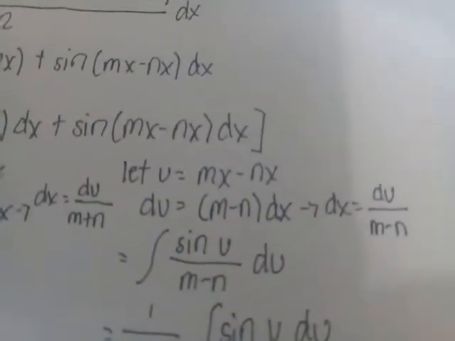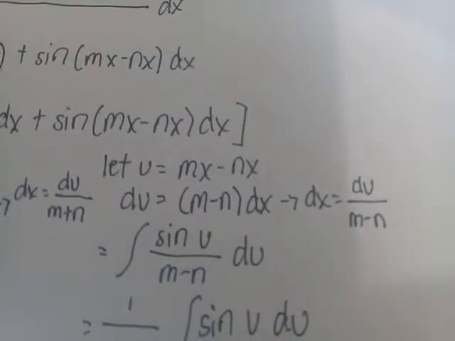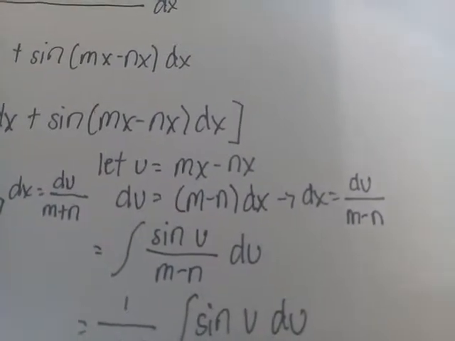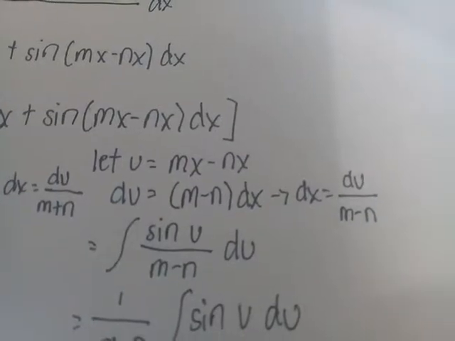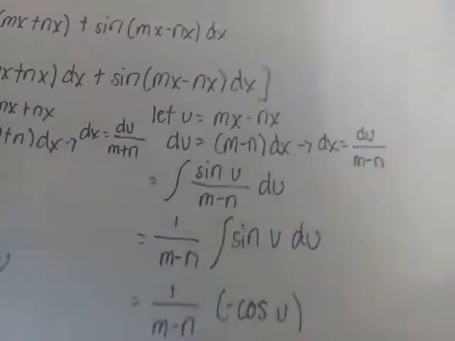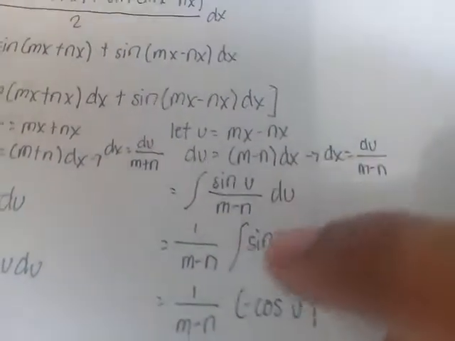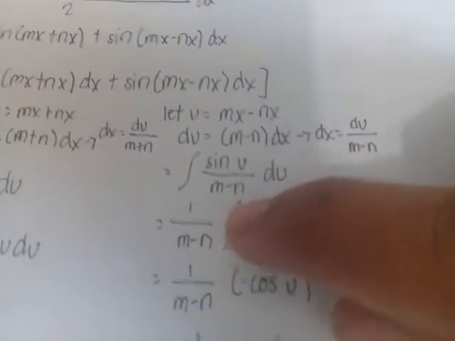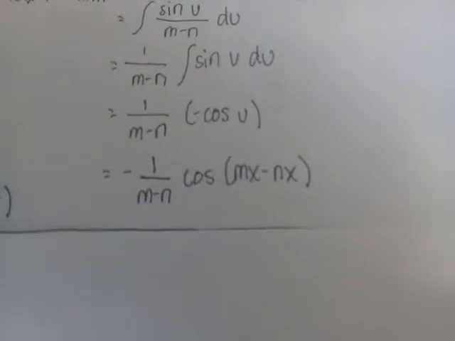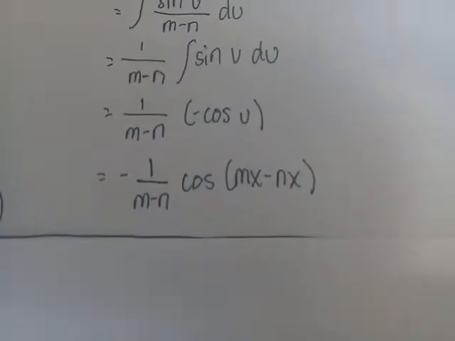For the next one, we will now integrate this one. So we will have the same process. The difference will be in its operation, which is the minus sign. So we have the same as earlier. The denominator will have the difference, so m minus n. So get out the constants, and then get the integral of this one. It will be negative cosine u, then the value of the u, which is cosine of mx minus nx.